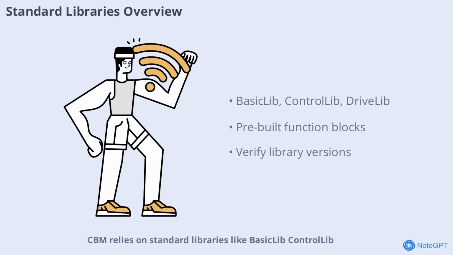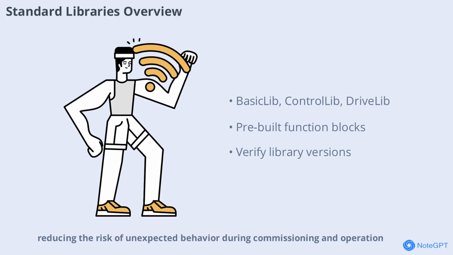CBM relies on standard libraries like BasicLib, ControlLib, and DriveLib to provide core functionality. These libraries contain pre-built function blocks and control modules that simplify the development process. Always verify that the library versions in your project match the design specifications. Using the correct versions ensures compatibility and reliability, reducing the risk of unexpected behavior during commissioning and operation.